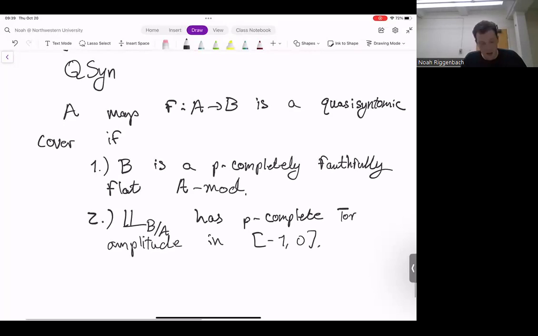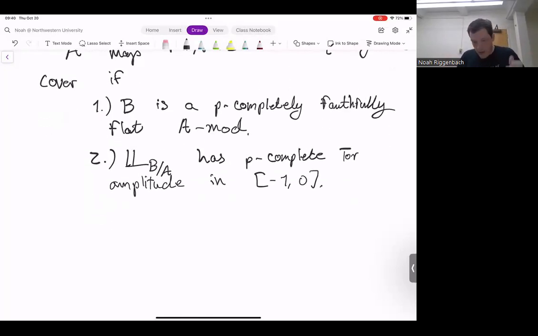And -1 square. Okay, and it's a theorem of Bhatt-Morrow-Scholze that these notions of covers do form a site, that everything is copacetic. And there is an extremely nice basis for this topology.